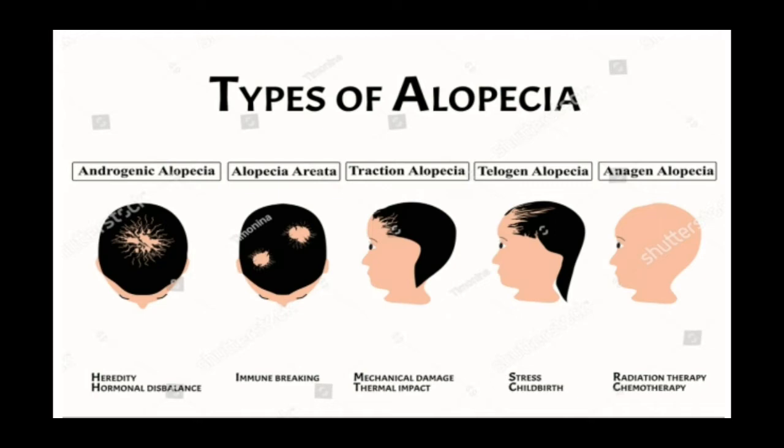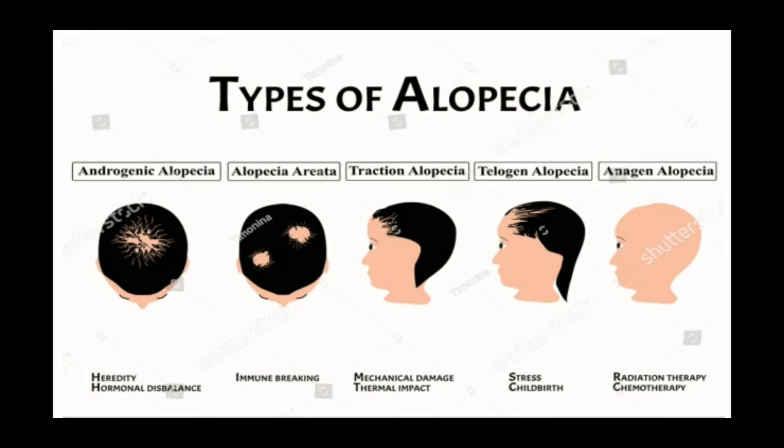Types of alopecia. We'll discuss 5 different types of alopecia. First, androgenic alopecia. It is caused due to a hereditary problem. This is due to a genetic problem. Hormonal imbalance causes androgenic alopecia, and you can see the hair loss happens from the center of the head. In case of alopecia areata, it happens due to immune breakdown. It is an autoimmune disorder, and the immune system leads to hair loss. You can see the coin size patches occur in case of alopecia areata.